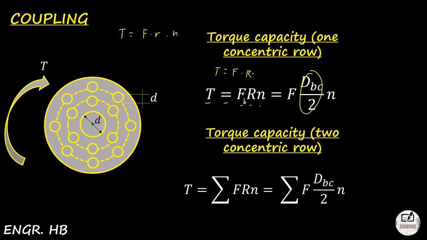It's that easy. Force times radius times the number of bolts, given that the force is the force per bolt, or the individual load, times the radius. So it becomes DBC over 2, since the bolt circle diameter is given, times the number of bolts. That torque capacity is for one concentric row.